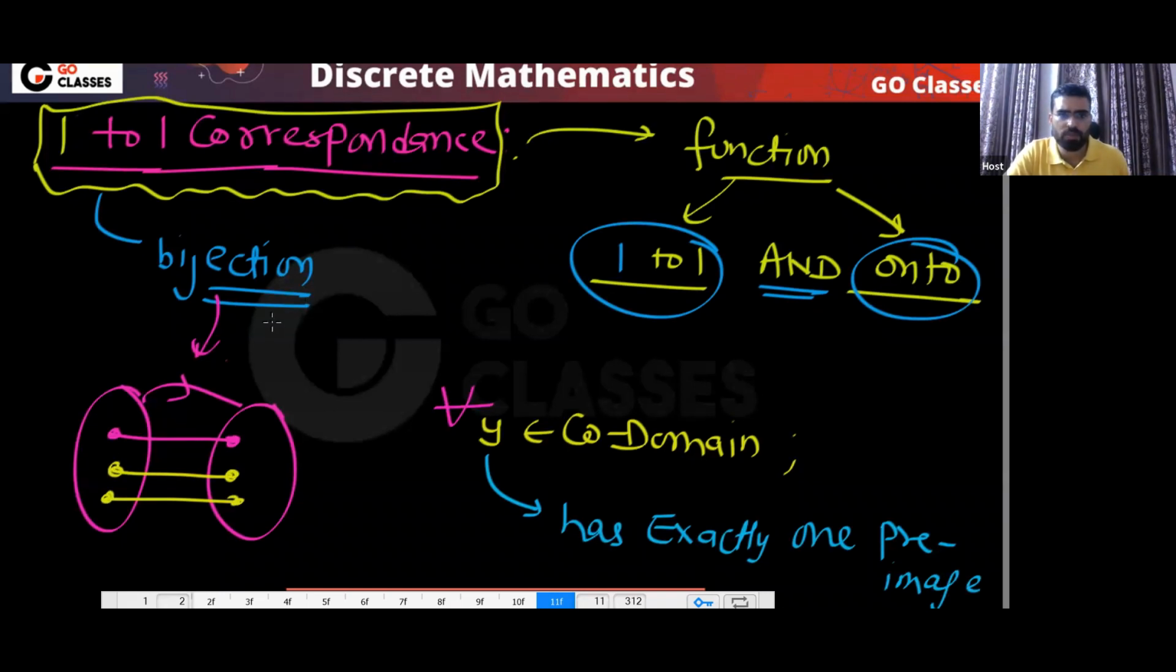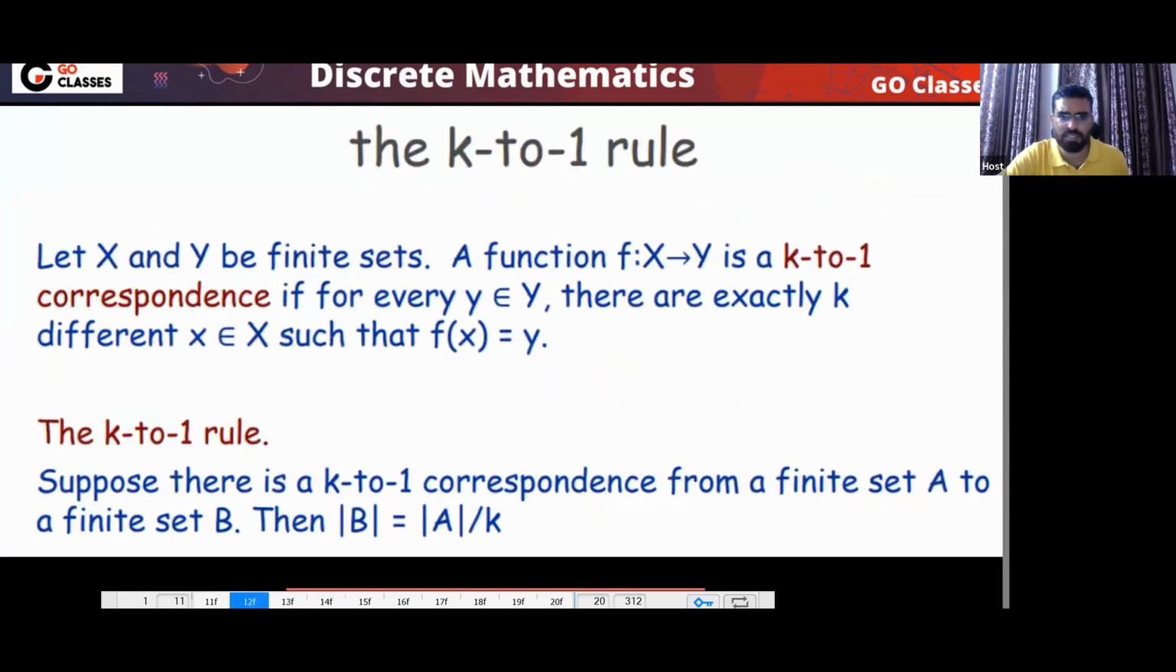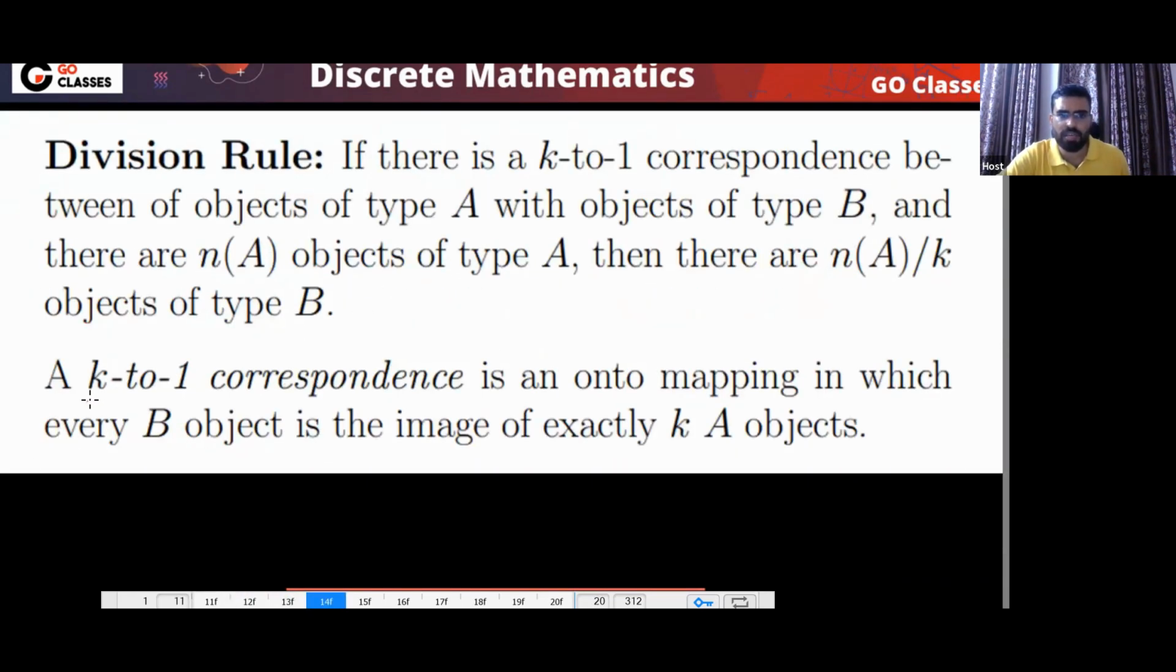Right? Agree? So this we have already seen. This is the definition of bijection. For every element in the codomain, whatever element you take, that element has exactly one pre-image. So this is the idea. Now, k-to-1 correspondence is an onto mapping in which every object of the codomain has exactly k pre-images.